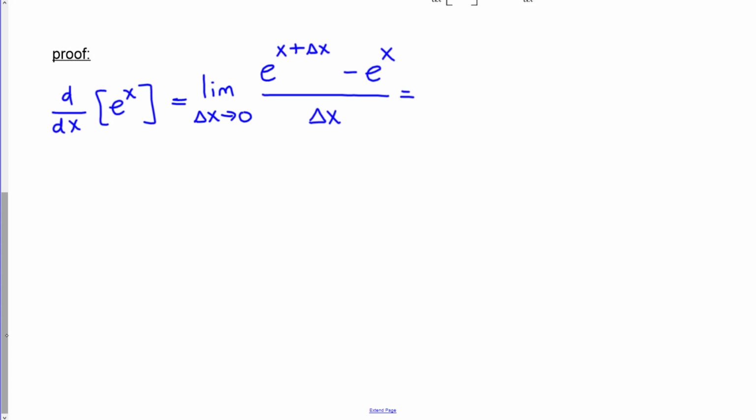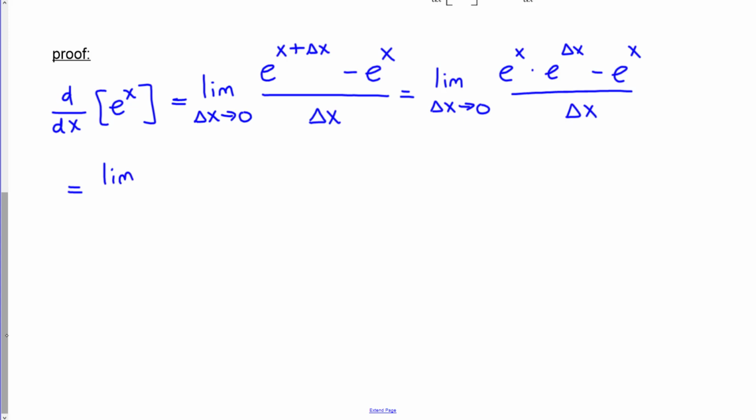Okay, well, first thing I can do is work with some properties of exponentials, in that something raised to a sum can be split up into two separate exponential functions that are multiplied. So this would be e to the x times e to the delta x minus e to the x all over delta x. Now there's a common factor of e to the x in the numerator. I can factor that out.